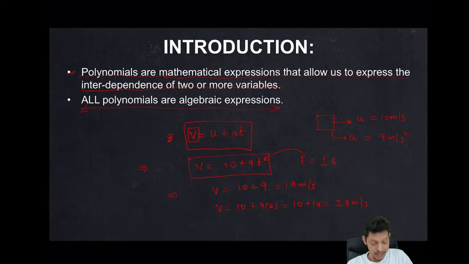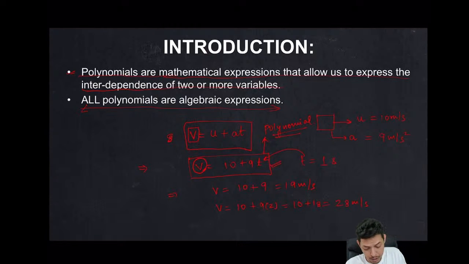This variable v, so of course velocity is changing with time, so it is a variable, and of course time is also changing, it never stands still, so time is a variable. And this is a relation that is expressing the dependence of the final velocity of the body on time. And this expression, for your knowledge, is a polynomial. Okay, this is a polynomial.